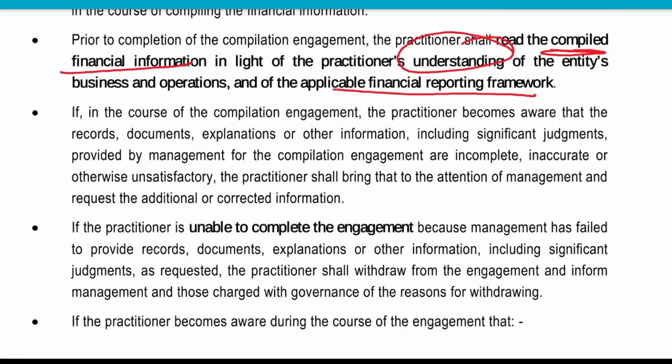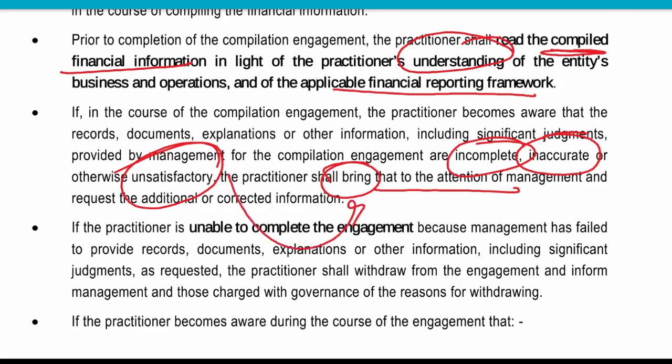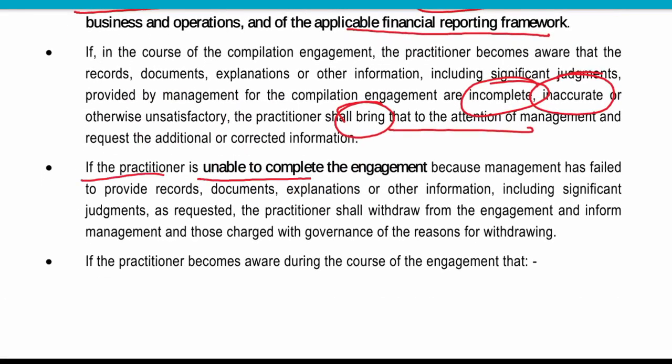In the course of the compilation engagement, if the practitioner becomes aware that the records, documents, explanations, including significant judgment, provided by the management are incomplete, inaccurate, or otherwise unsatisfactory, then the practitioner needs to bring this to the attention of the management. It might be possible that he understands that this information is incorrect, inaccurate, or unsatisfactory, then you need to bring to the notice of the management that something is incorrect, or that you need some more information.